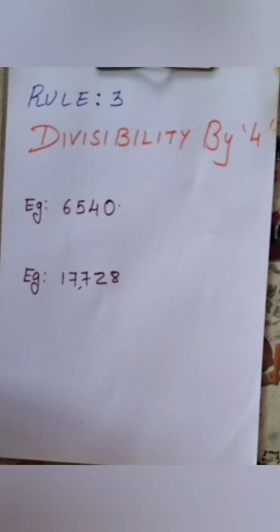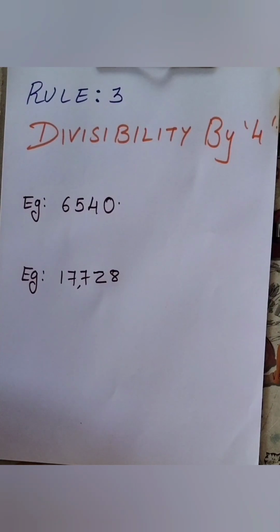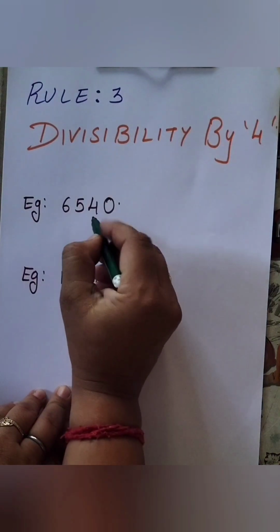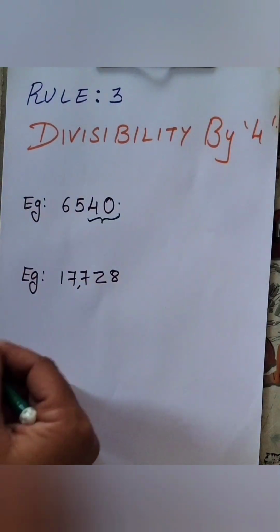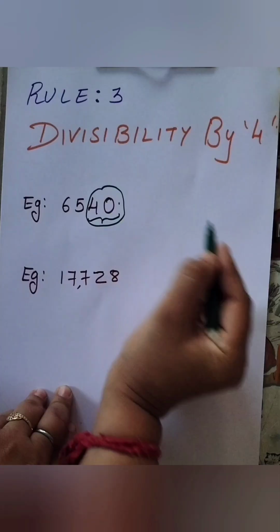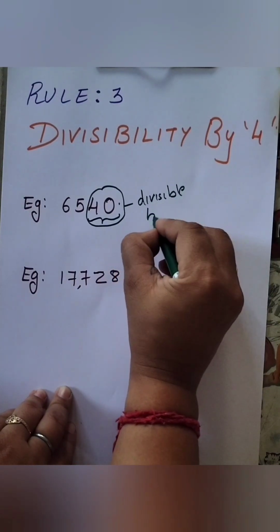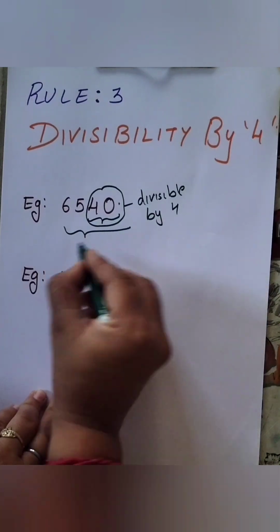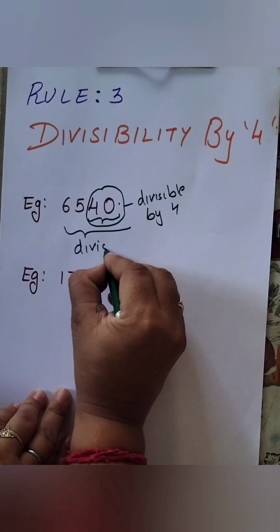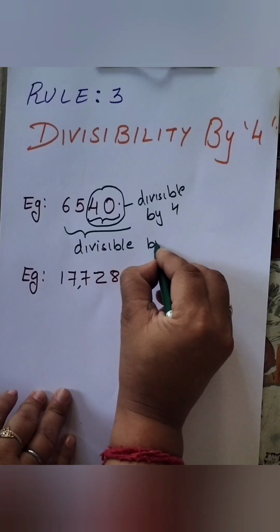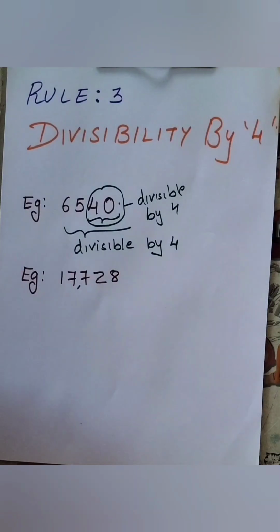So let's check the divisibility rule of 4, that is how we can check the divisibility of any number by 4. In that case, you have to see the last two digits. If this is divisible by 4, then the whole number is divisible by 4. In this case, 40 is divisible by 4, which implies 6540 is divisible by 4.